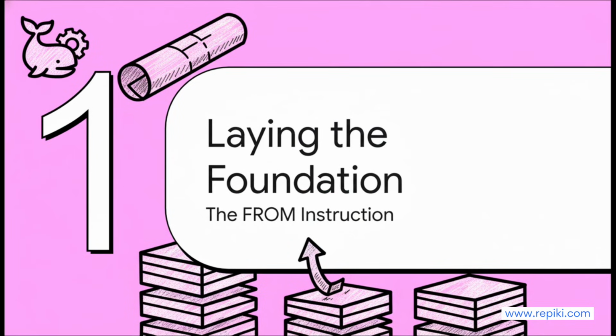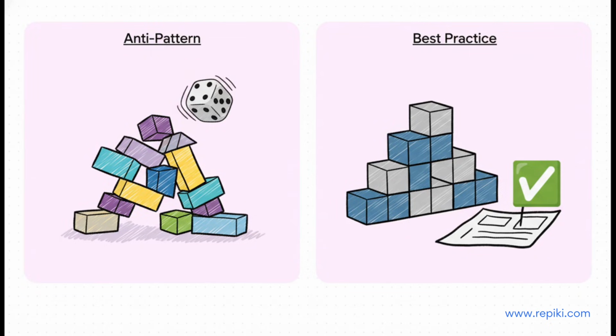Right, so Section 1, laying the right foundation. It all kicks off with that FROM instruction. And believe it or not, one little word here can unleash a whole lot of chaos. Okay, look at this. On the left, you've got the classic gamble, FROM node:latest. I mean, using the latest tag is like playing Russian roulette with your builds. It's a moving target. You never really know what you're getting.